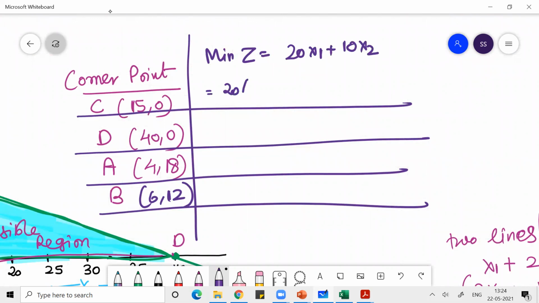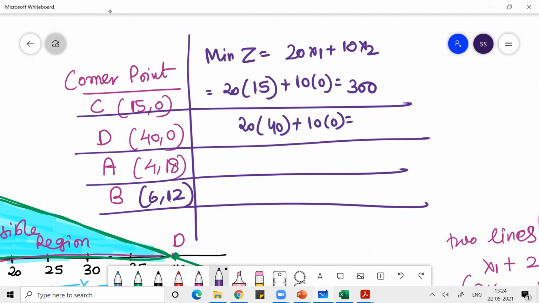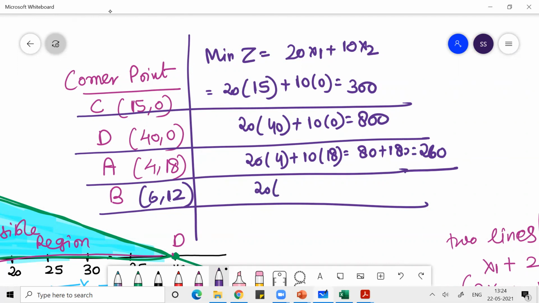So what is the value? 20 into 15 plus 10 into 0, we will get 300. Then 20 into 40 plus 10 into 0, we will get 800. Then 20 into 4 plus 10 into 18, this is 80 plus 180, we will get 260. Then 20 into 6 plus 10 into 12, this will be 240.